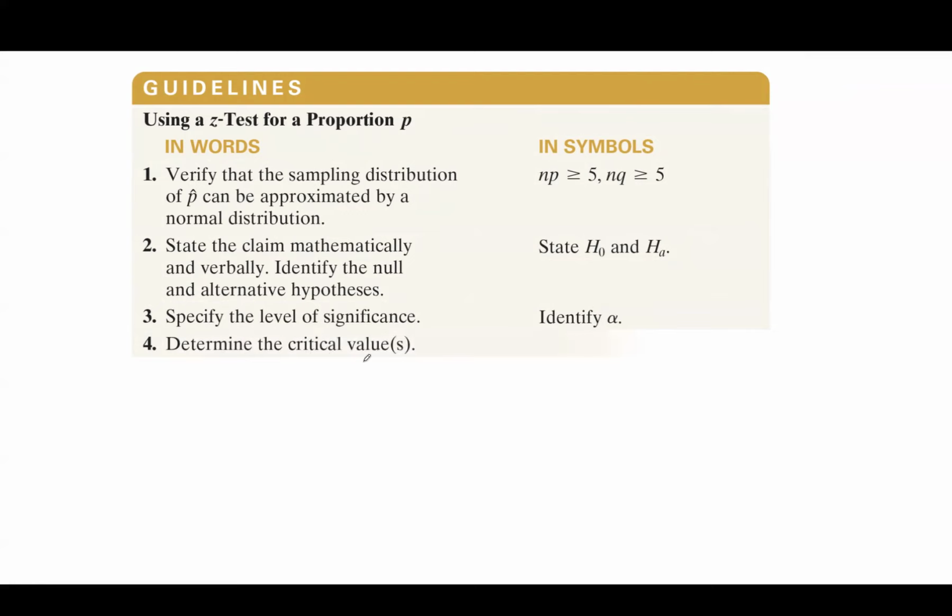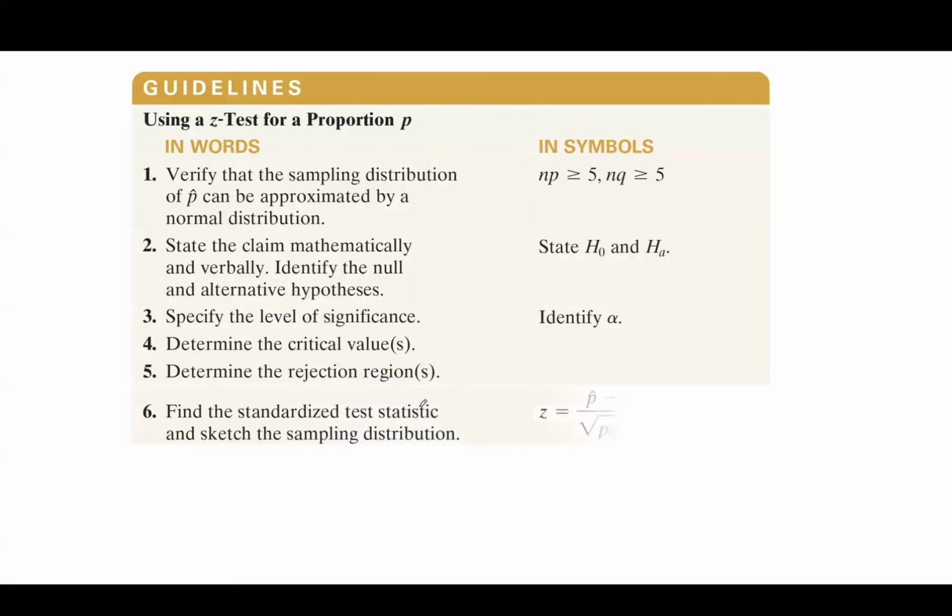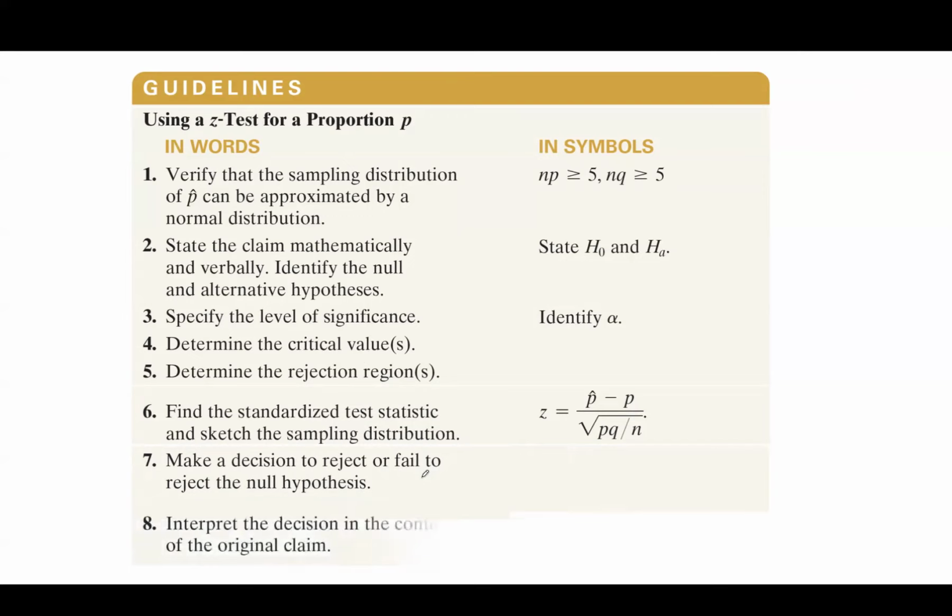You can also find the critical values and find the rejection region, or use your standardized test statistic to find the p-value and compare the p-value and alpha. Make a decision to reject or fail to reject the null hypothesis, and finally, interpret the decision in the context of the claim. So finally, we need to see, should we support the claim or reject the claim? Let's take a look at one example together.